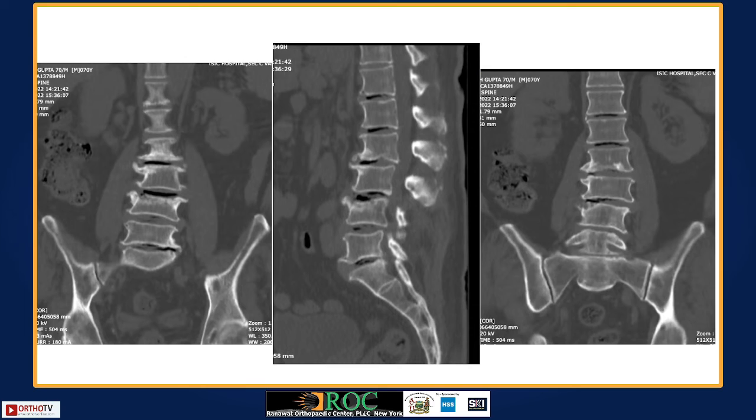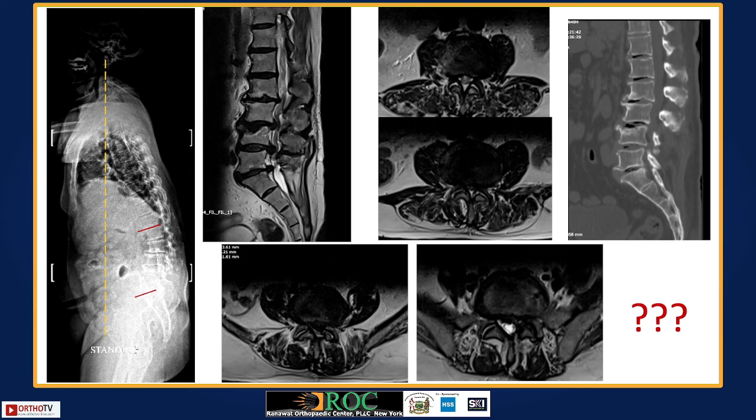Yes. So you're going to do an OLIF from the front, and then you're going to decompress from the posterior side as well and do an open fixation. I would do a staged procedure. I would do a first-stage OLIF and then repeat the MRI and repeat whole spine X-rays. Based on that, I will decide what to do posteriorly. Sure. Dr. Nene, you have already partially answered.